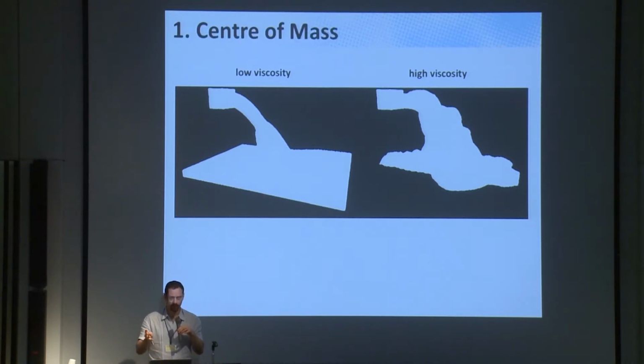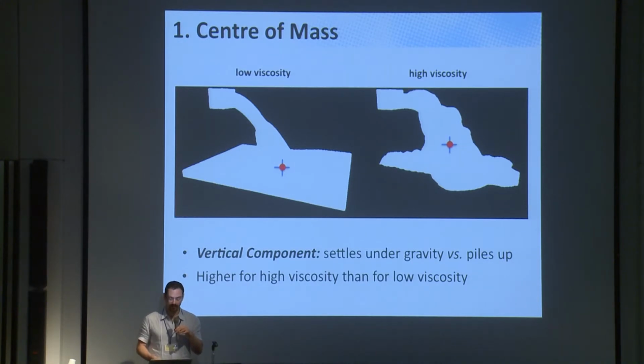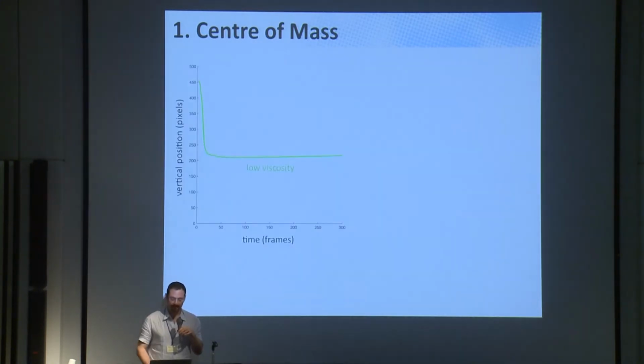So here's one example of one of the cues we used, center of mass. You can see, obviously, the one on the left, the low viscosity fluid, has a lower center of mass than the one on the right. So the vertical component of the center of mass is a sort of proxy for measuring the extent to which the liquid settles under gravity versus piles up. In practice, this is how the center of mass varies as a function of time. And you can see this is for the lowest viscosity fluid.